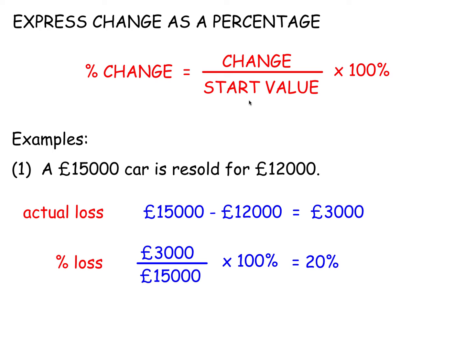So percent change is the actual change over what it started out as. It wouldn't matter if it went up 3,000 or down 3,000. If this had gone from 15,000 up to 18,000, these calculations would just be the same. It'd be a 3,000 change out of 15,000. So it doesn't matter whether it goes 20% up or 20% down. The calculation is the same.